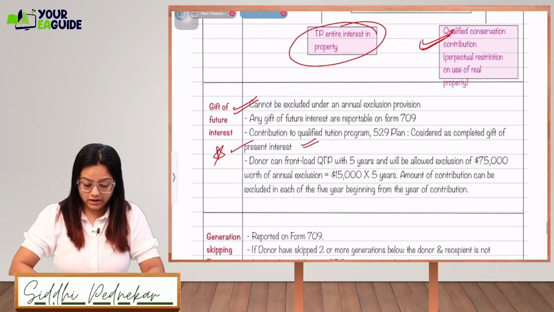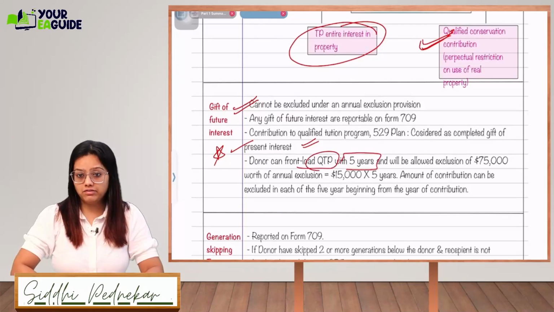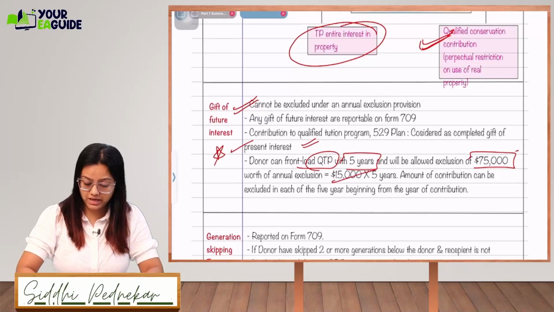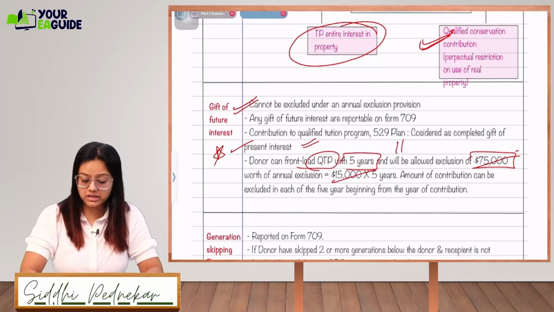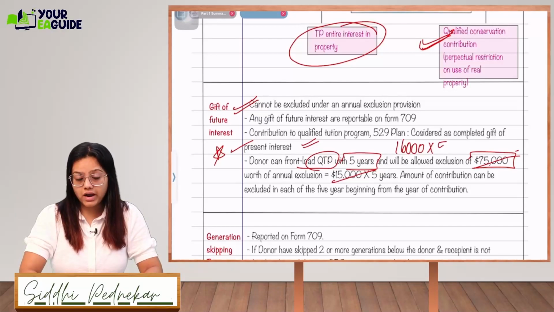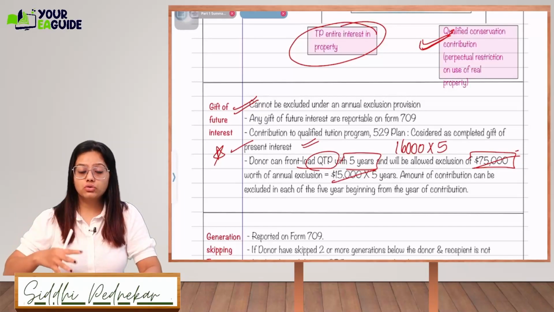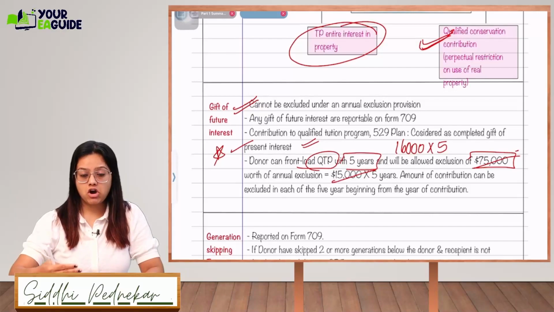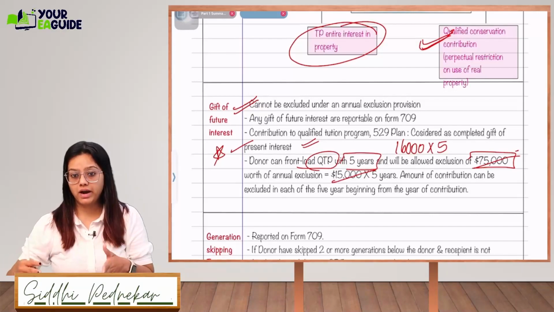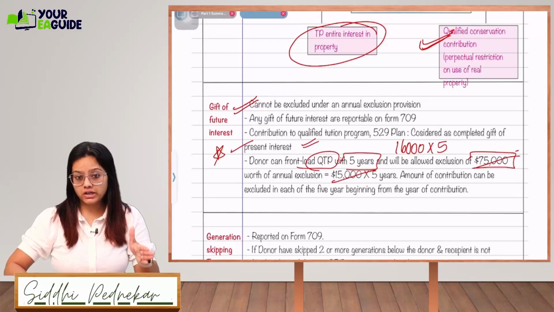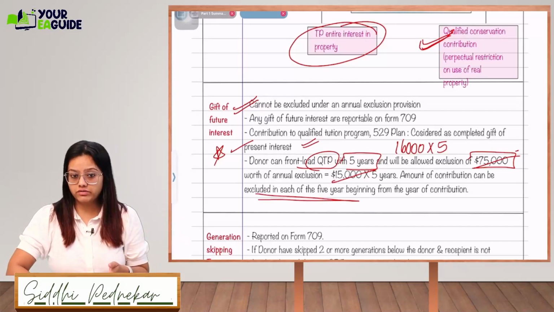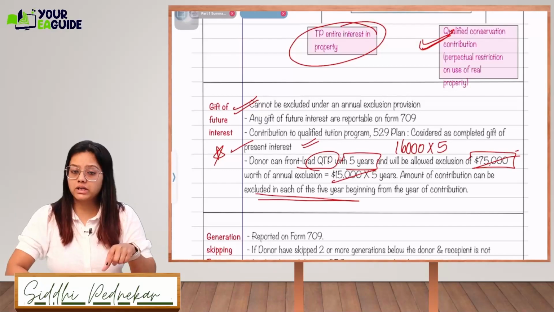So the donor can front load the QTP with 5 years and will be allowed the exclusion of 75,000 worth of annual exclusion. But instead, just make it 16,000, because now the limit is 16,000 into 5 years. So you can front load your QTP by 5 years. In that case, the deduction you can take is 16,000 into 5. That amount of contribution can be excluded in each of the 5 years, depending on that particular year's limit.